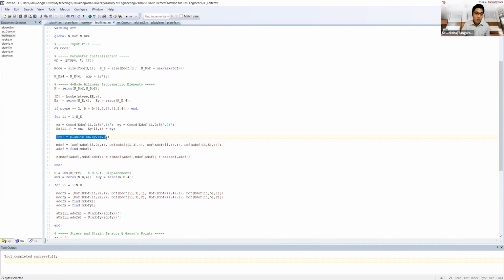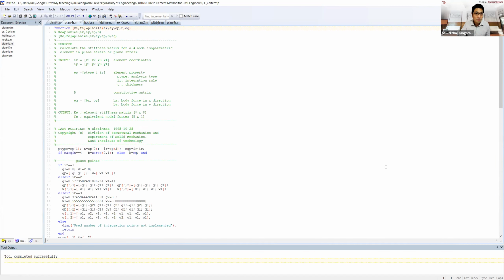So for each of the members, how do you find the Ke? You remember the really long formulation with double integrations of B transpose times D times B, right? With the Jacobian and so on. These have been given and written in the course as plane I4, right? I stands for isoparametric. 4 is a 4 node element. So you just need to have the input ready: they need the coordinates XY, they need whether it is the plane, and I'm not sure about EP, I think I wrote it down here.